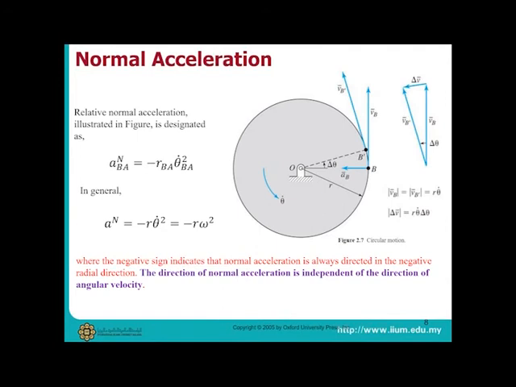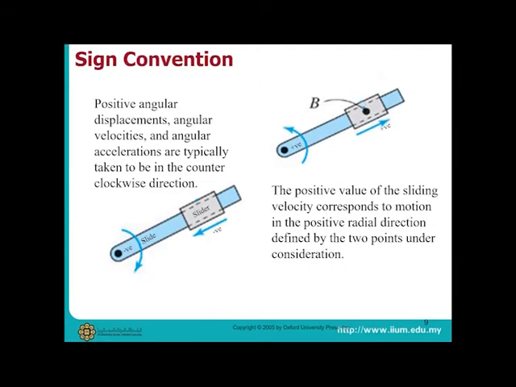This slide explains normal acceleration and the reason for it to have a negative sign. This slide explains the sign convention used for acceleration analysis. Positive sign is when rotation is anti-clockwise and moves away from the point of reference.